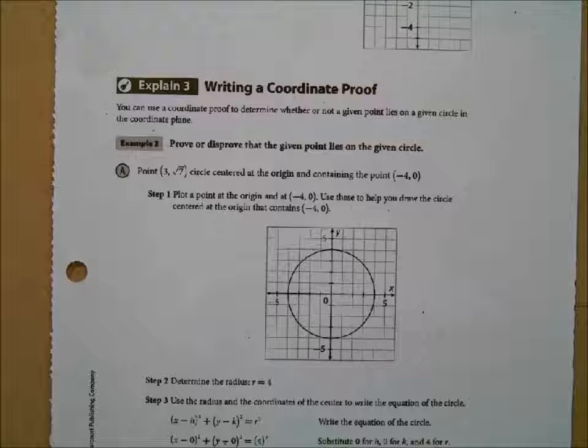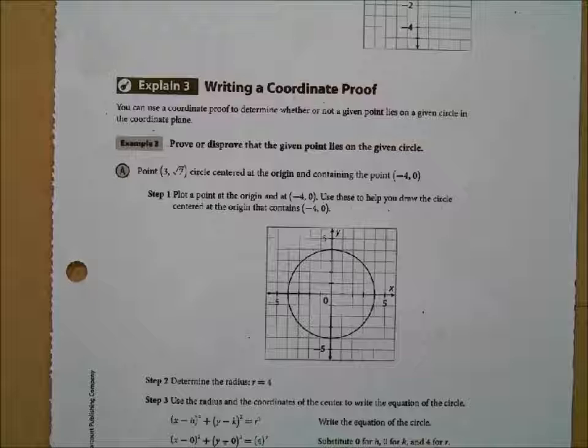Well, if (3, √7) is a point on the circle, it should work in the equation for the circle. So substitute the x and y coordinates of the point into the equation of the circle to check whether they satisfy it. 3 in for the x, root 7 in for the y. 3 squared is 9, the square root of 7 squared is 7, and 9 plus 7 is 16. So is this point on the circle? Yes, it is. The point (3, √7) lies on the circle because the point's x and y coordinates satisfy the equation of the circle. That's all there is to it. Questions on any of that?